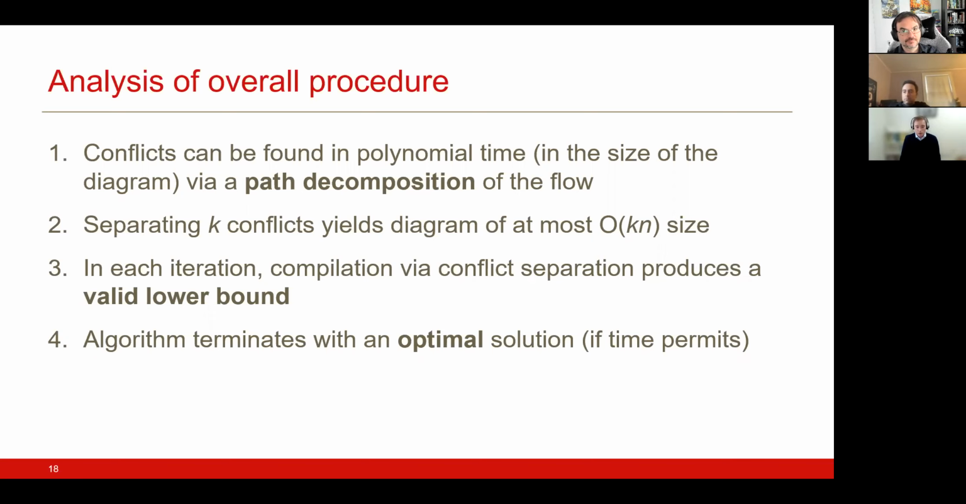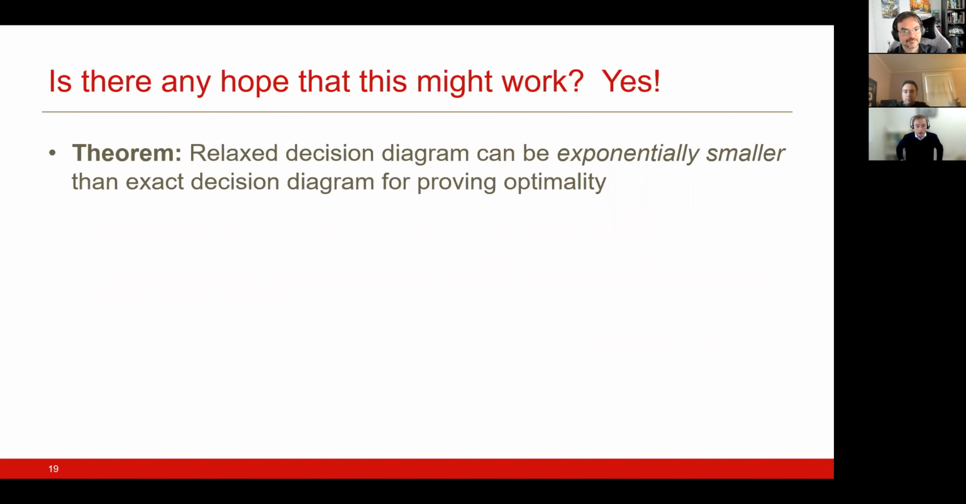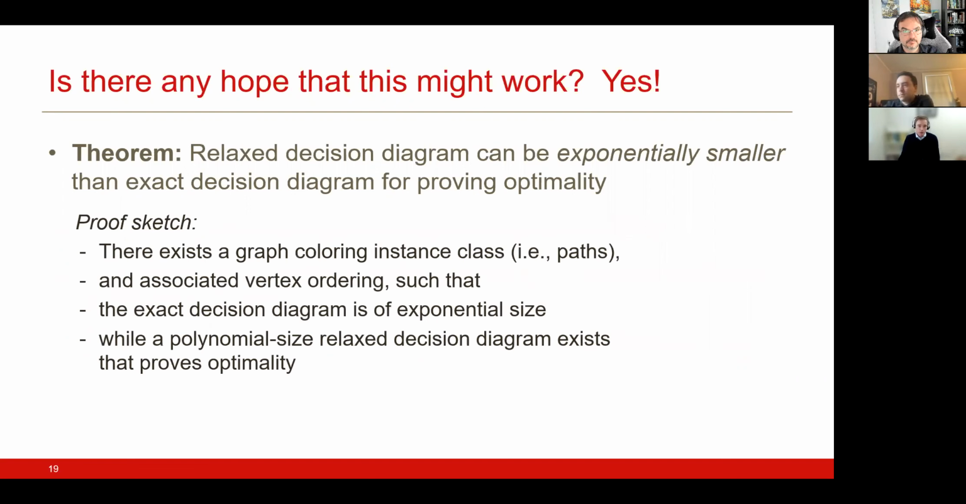So this is the promise. It may work. Actually, it can work. In this paper in the Mathematical Programming journal, there's a theorem that says there is hope. There is a specific case, in particular paths, where if you have a specific variable ordering for the decision diagram, each of which gives you potentially different results, obviously, that particular variable ordering gives you an exact decision diagram of exponential size, whereas the relaxed decision diagram is of polynomial size and gives you a provably optimal bound.